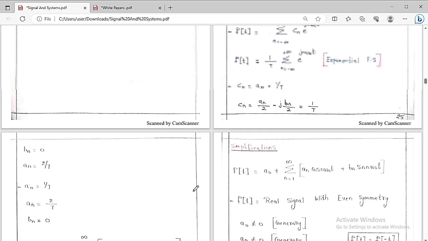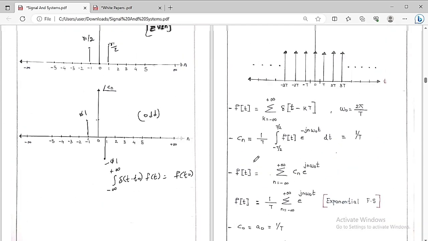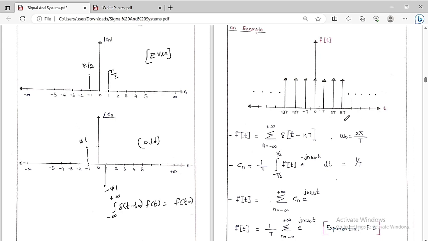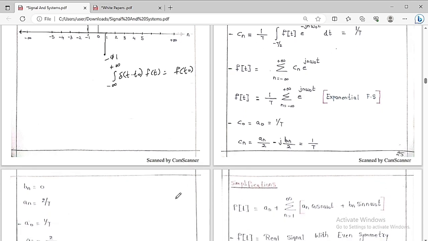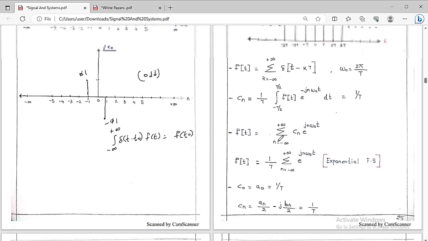With the help of this example, we have obtained the exponential Fourier series expression as well as the trigonometric Fourier series expression. If you know one, you can get the other with the help of the relations. This is the point you always have to keep in mind.